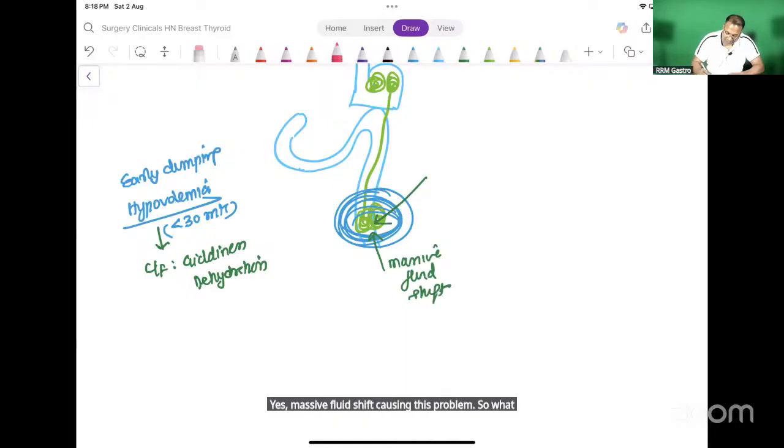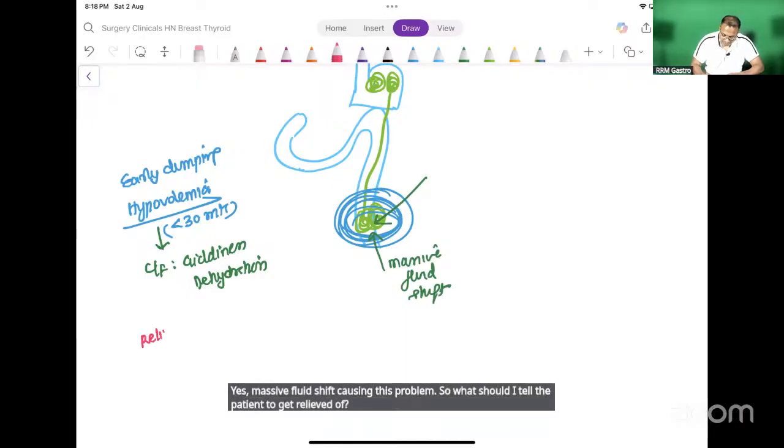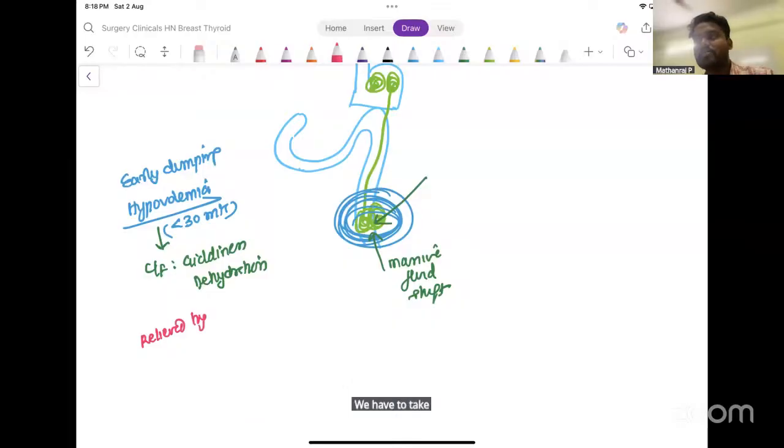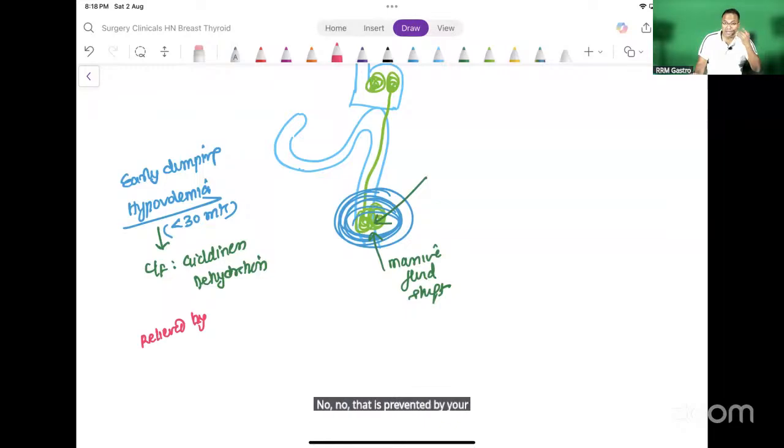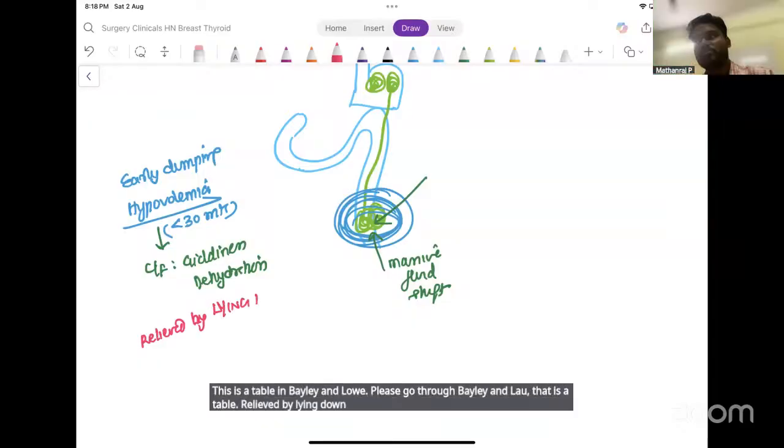So what should I tell the patient to get relieved? We have to take small frequent meals, sir. No, that is prevented by. You're answering for prevented by. I'm asking relieved by. This is a table in Bailey and Love. Please go through Bailey and Love. That is a table. Relieved by lying down.